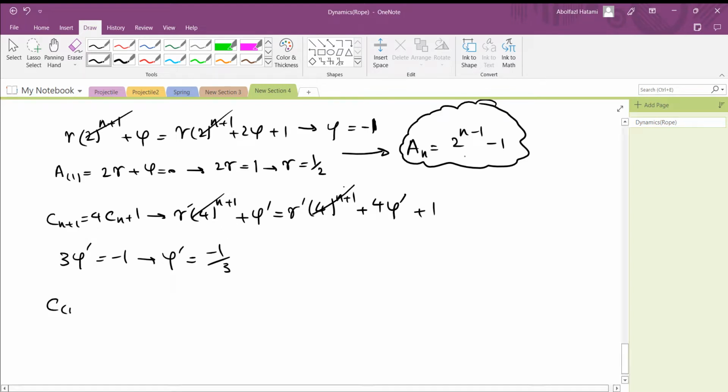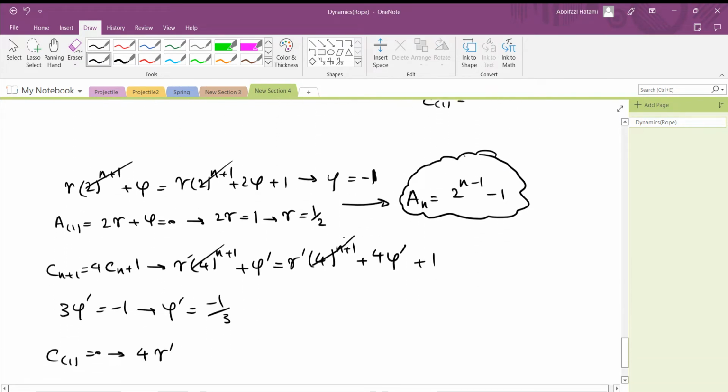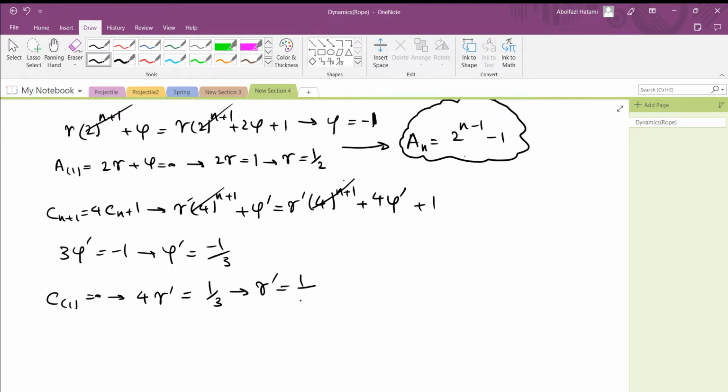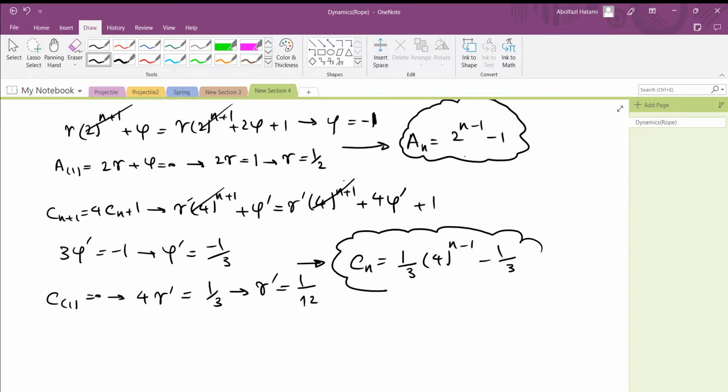And again c_1 is 0, so gamma prime times 4 plus phi prime is 0, so it is minus phi prime, which is 1 over 3, so gamma prime is 1 divided by 12. So I can obtain that c_n is going to be 1/3 of 4 to the power n minus 1, minus 1 over 3. It is c_n.